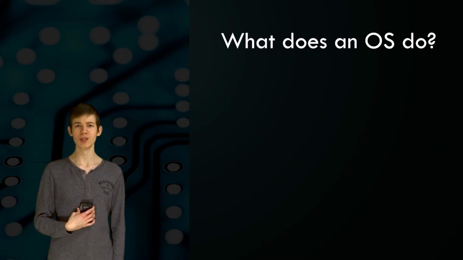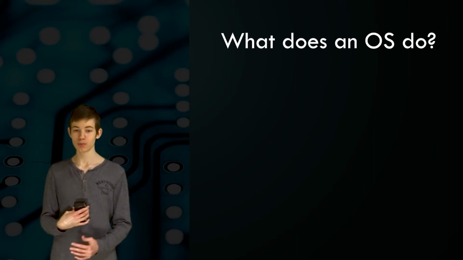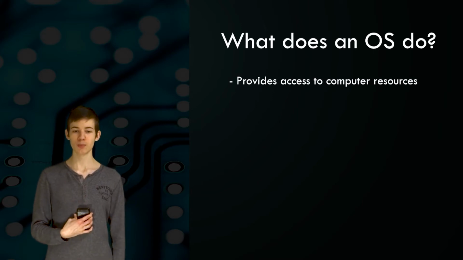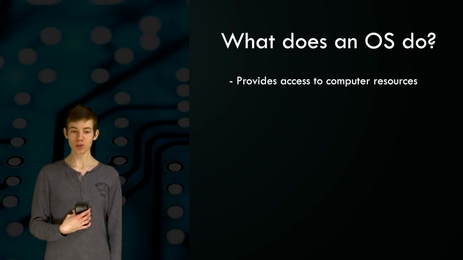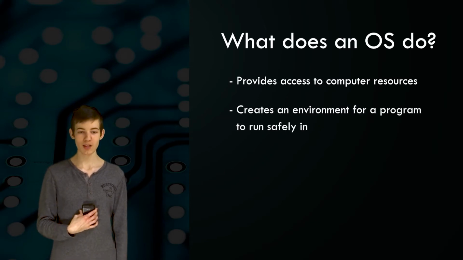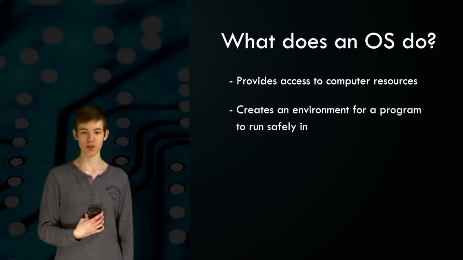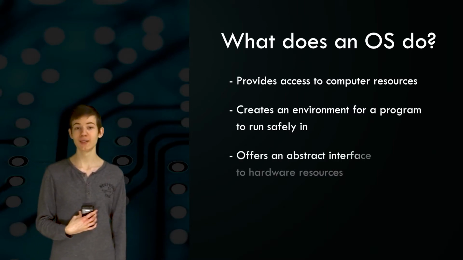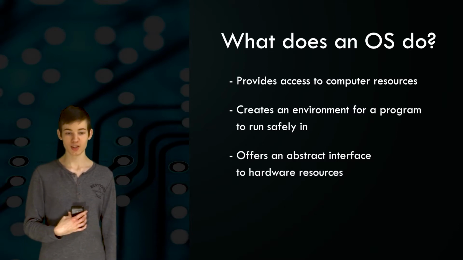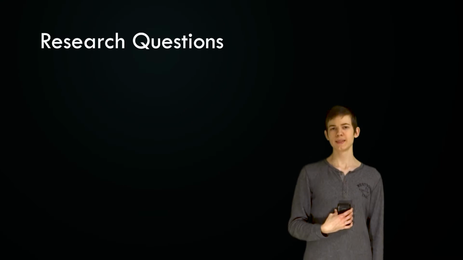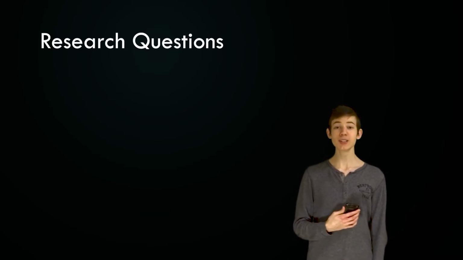Let us begin with establishing what an operating system even does. An operating system is a program or set of programs that provides access to the basic computer resources provided by the present hardware. Most modern operating systems create an environment in which an application can run safely and without interference from other applications. In addition, many operating systems offer an abstract machine-independent interface to hardware resources that is portable across different platforms to applications.